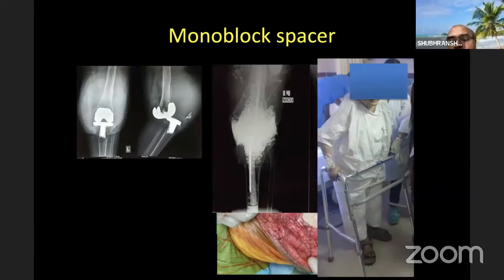Then in the immediate post-operative period, I could make the patient stand. She has got deformed feet as well as hands, so it was difficult to mobilize because she was immobilized for such a long period of around 15 years.